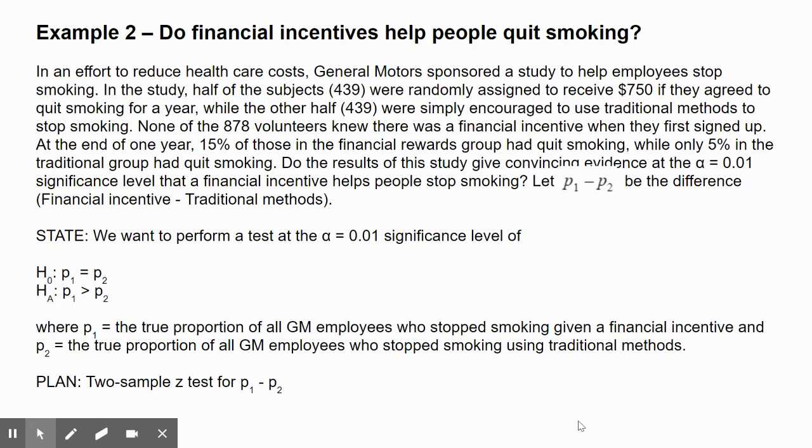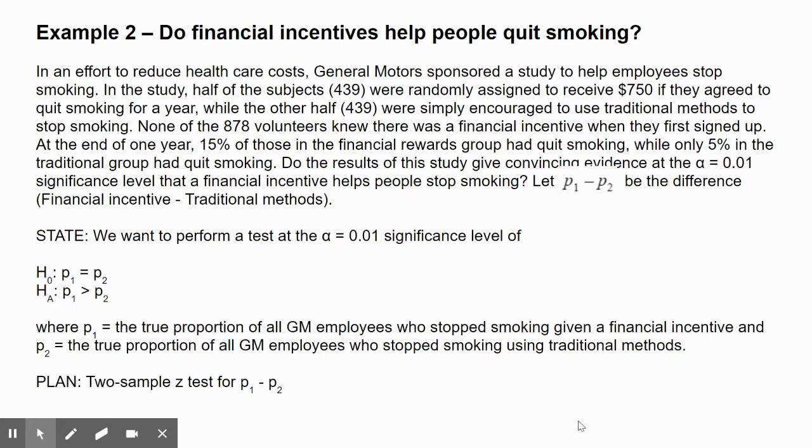In the study, half of the subjects, 439, were randomly assigned to receive $750 if they agreed to quit smoking for a year, while the other half, 439, were simply encouraged to use traditional methods to stop smoking. Again, not always will the sample sizes be the same. This time they were. None of the 878 volunteers knew there was a financial incentive when they first signed up. At the end of 1 year, 15% of those in the financial rewards group had quit, while only 5% in the traditional group had quit.